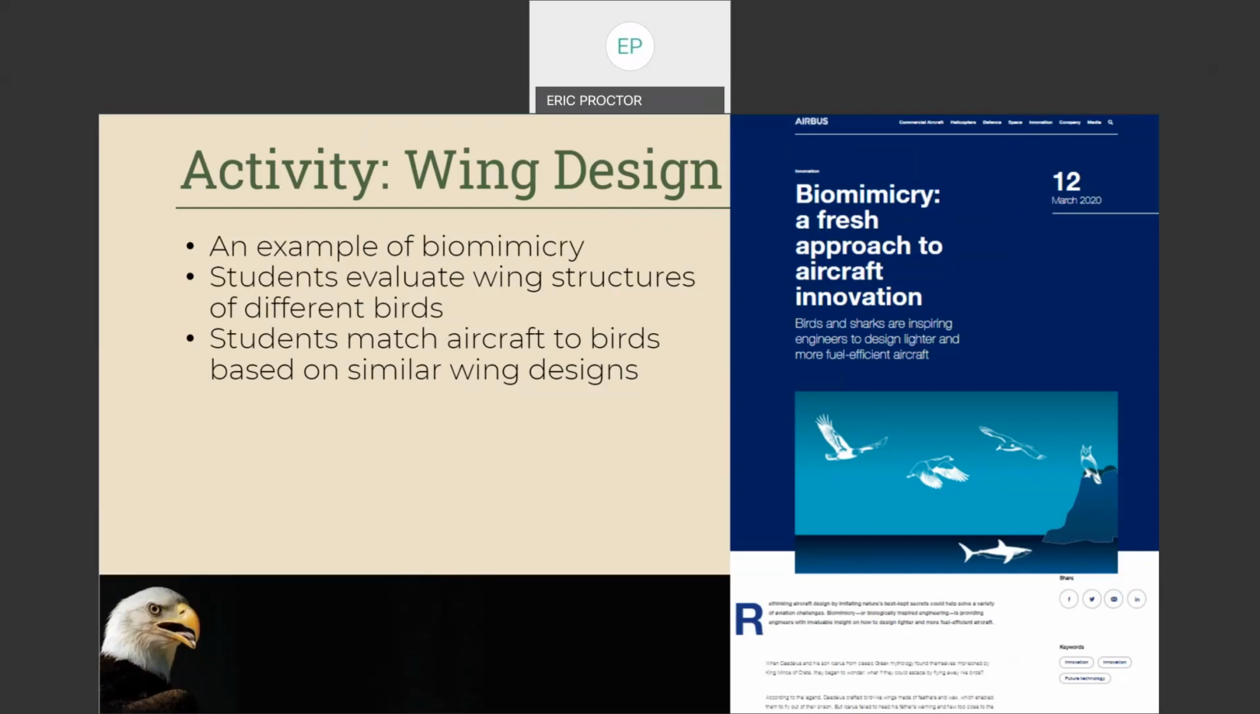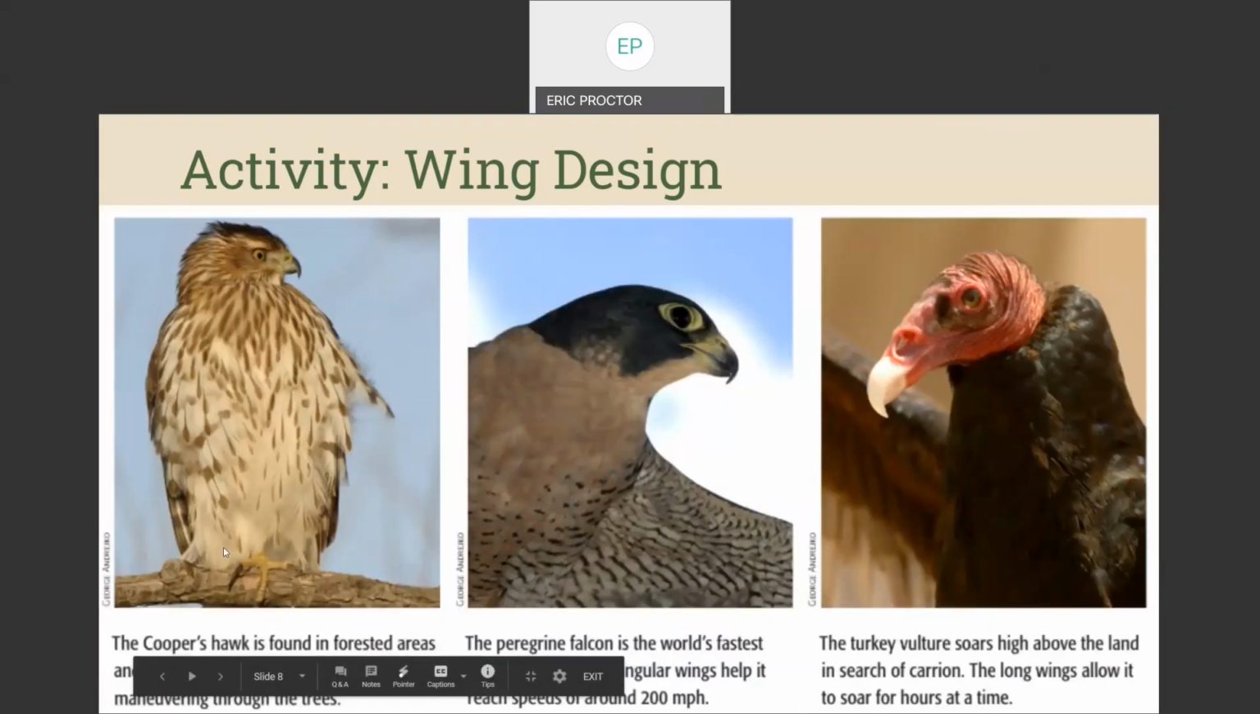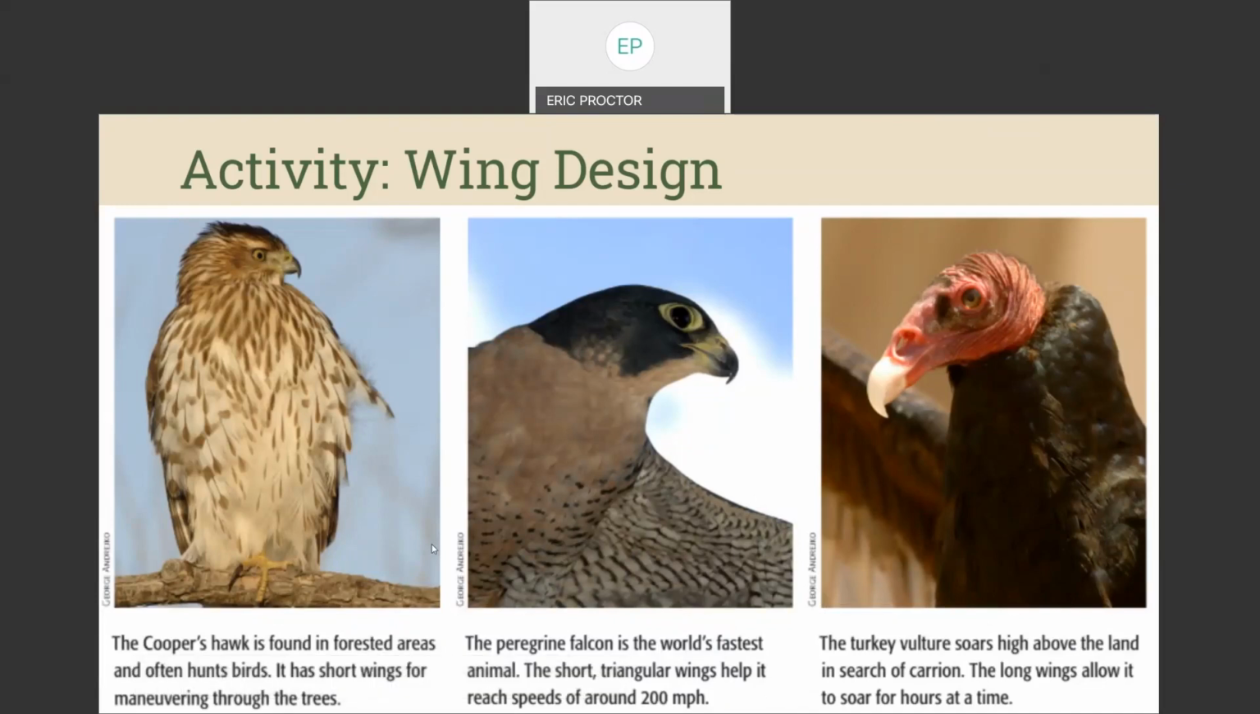In this activity, students will first look at birds to see how they fly and what their wings look like. Then they will be introduced to some different airplanes. They have to match the purpose of the airplane with the bird that was potentially used as a model. Let's take a brief look at an example. So here are 3 birds that are found in Arizona. You can read their brief description, but I'll discuss them as well.